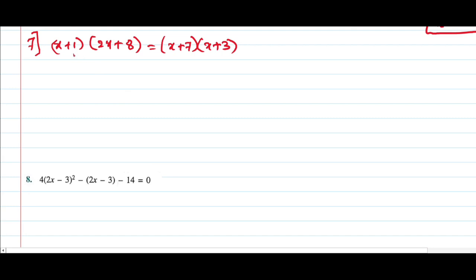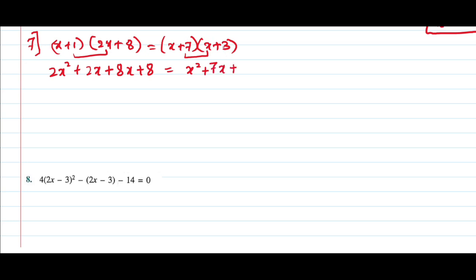First we will solve this part and then we will move to this part simultaneously, that is 2x into x is 2x square plus 2x, now 8x plus 8, which is equals to x square plus 7x. Now I'll get here as 3x plus 7 3s are 21. So if I simplify this, that is 10x plus 8 is equals to x square plus 10x plus 21.